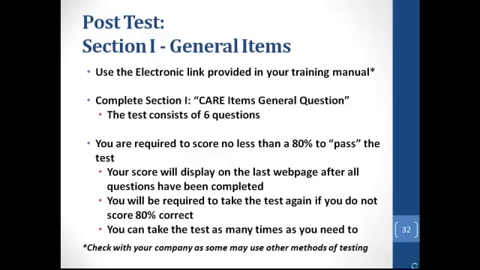For those of you completing the electronic test, complete Section 1, Care Items General Questions, which consists of 6 questions. You are required to score no less than 80% to pass the test. You can use your training manual and any notes you took during this training to assist you. Your score will display on the last web page after all questions have been completed, so you will know immediately how you did. You will be required to take the test again if you do not score 80% correct, but you can take the test as many times as you need to.